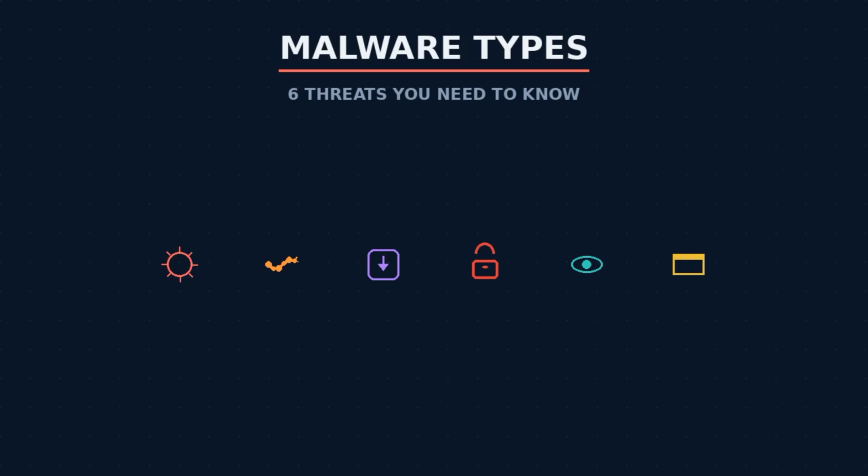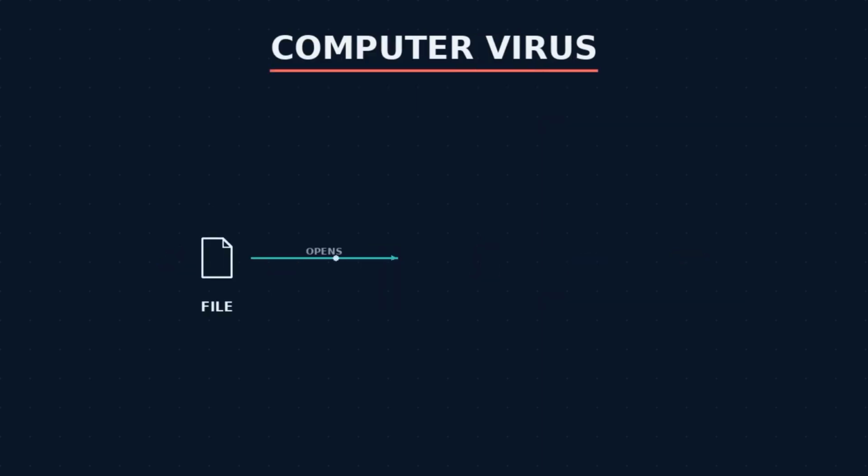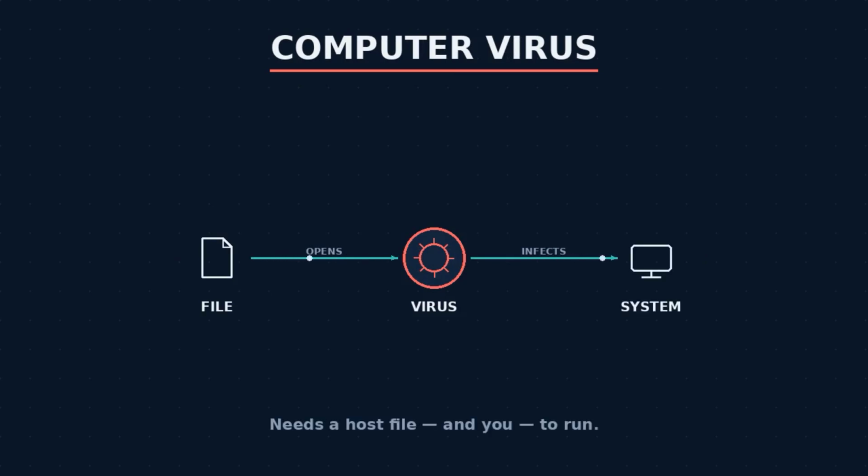Let's start with the original malware, the computer virus. Everyone knows about this. A virus is a piece of code that attaches itself to a legitimate file or program. It can't run on its own, it needs a host. So when you open that infected file, the virus activates and starts doing whatever it was built to do. That could be corrupting your data, slowing down your system, or spreading to other files on your machine.